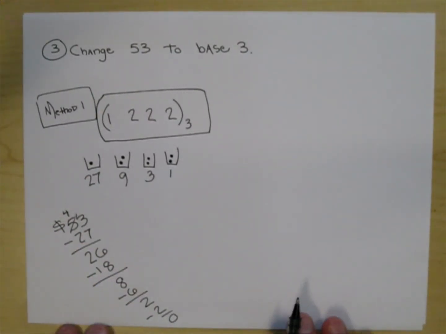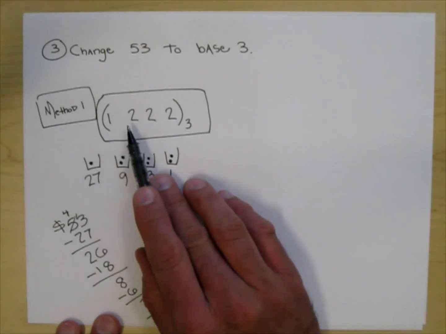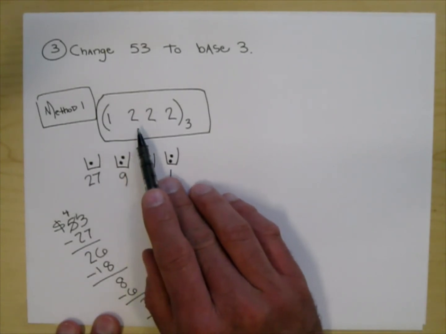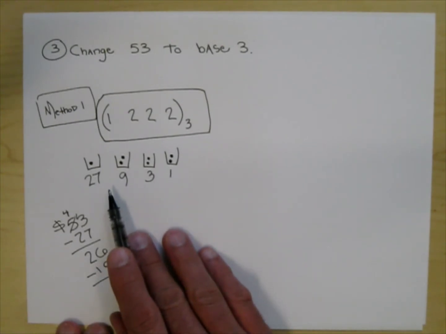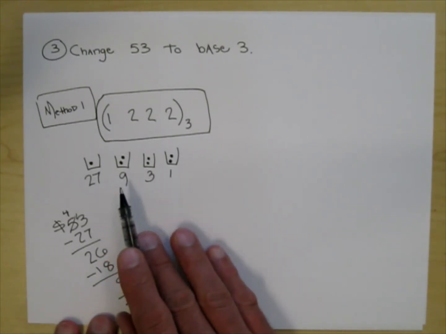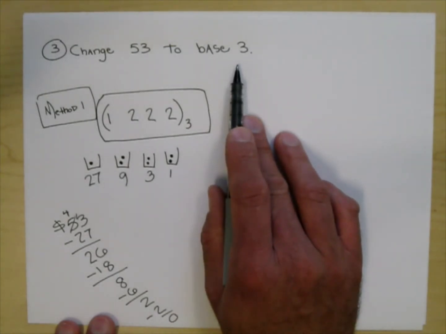Now, if you ever get an answer on a problem like this where it says like 1 and then there's the symbol for 3 and a 4, then you know something happened. Maybe you were super tired when you were doing the problem or something happened. So base 3 should only have 0s, 1s, and 2s.